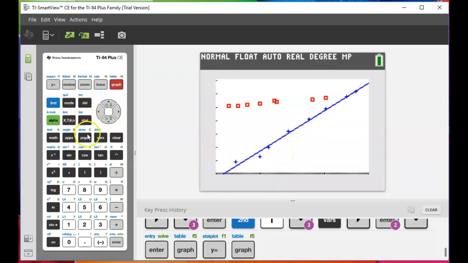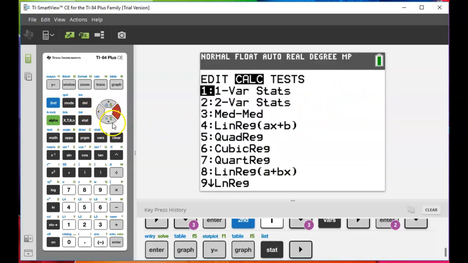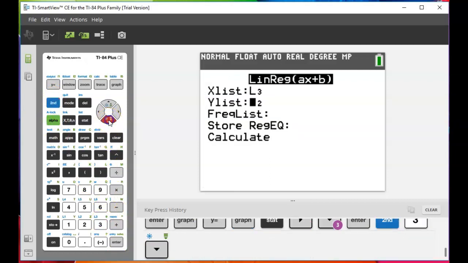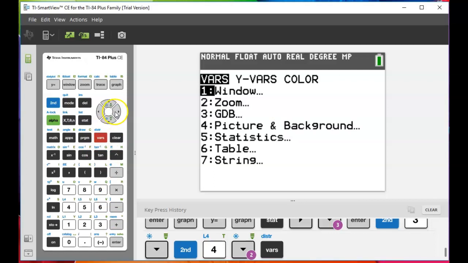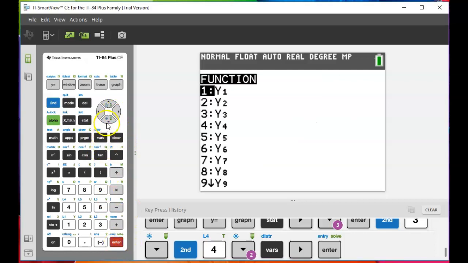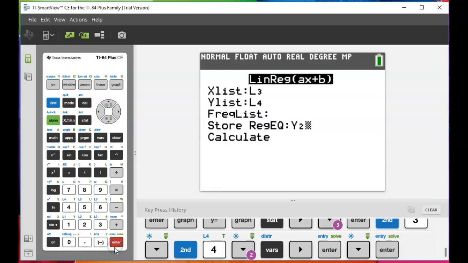All right. Now we're going to do the second line here. So I'm going to go to Stat, Calculate, LinReg again. This time I'm going to use L3 and L4. So second 3 for L3, second 4 for L4. I want to store this in my Y2 equation, not my Y1, but my Y2. So I'm going to go over to vars, Y variables, enter, go down to my Y2, enter, and hit calculate.